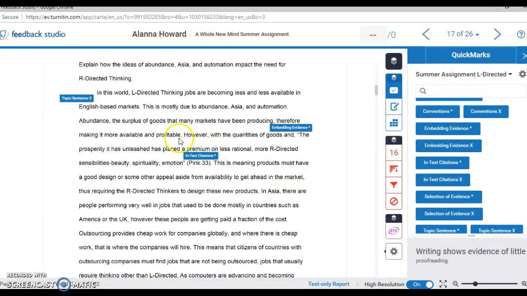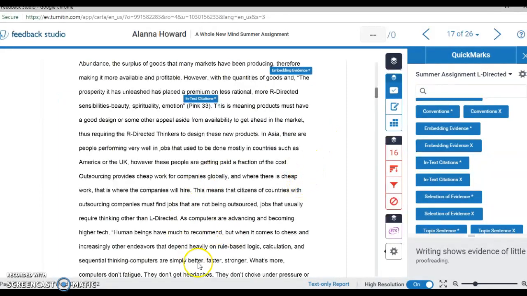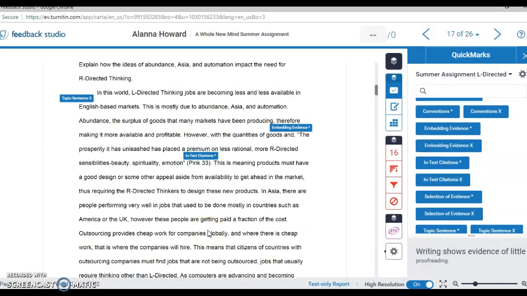So if I read this one out loud, it says, "however, with the quantities of goods and the prosperity it has unleashed," blah, blah, blah. So that reads pretty smoothly, right? Even with the quote, it blends in with your own writing, which is what we want. The only reason I didn't give you a 10 is that this one shouldn't have a comma here and it shouldn't have a capital letter if it's going to blend or flow together. And there were a few others that I think you tried to make flow together, but when you read them out loud they just sound a little bit awkward. So you are definitely on the right track. Just maybe read those a little closer to make sure the phrasing's okay.